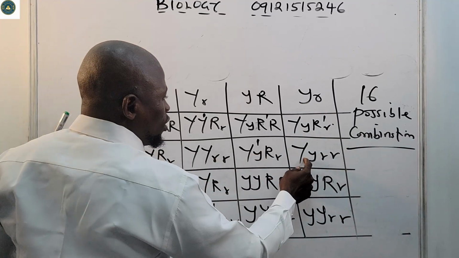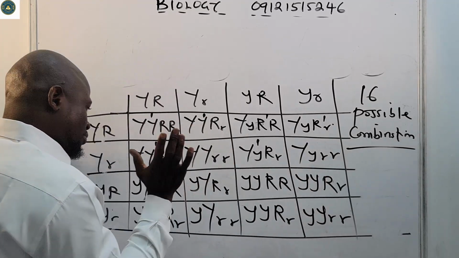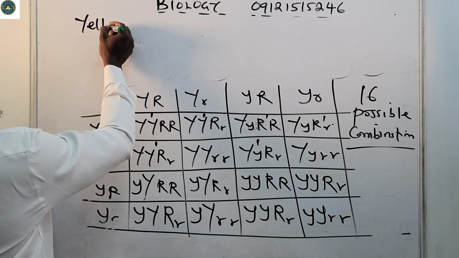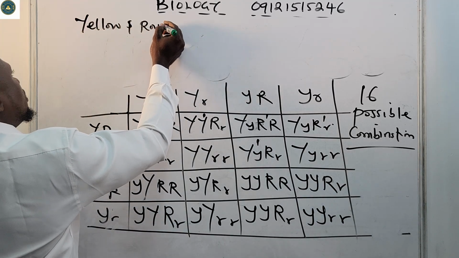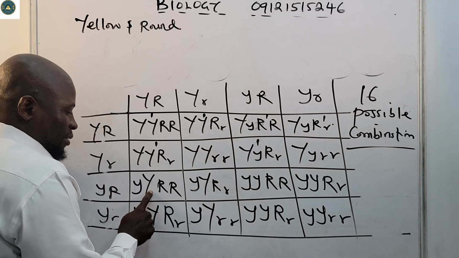Now, is this yellow and round? No, it is yellow. Okay, but it is what? Wrinkled. That's not what we're looking for. Now, we're looking at yellow and round. Yellow and round first. Okay. So now, is this yellow and round? It is yellow and round.